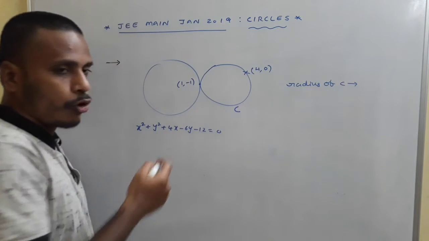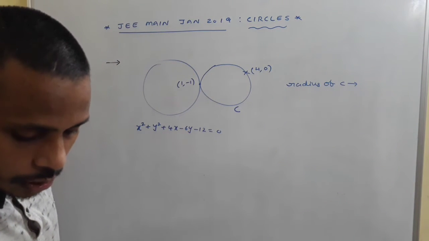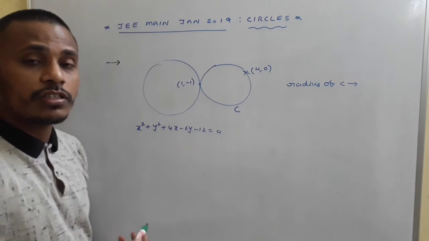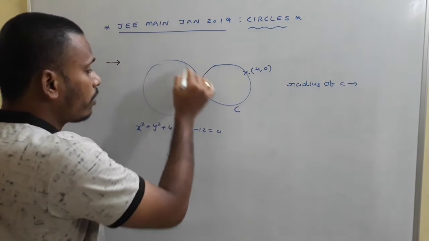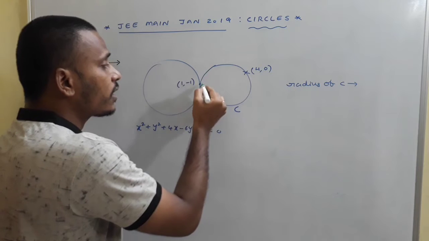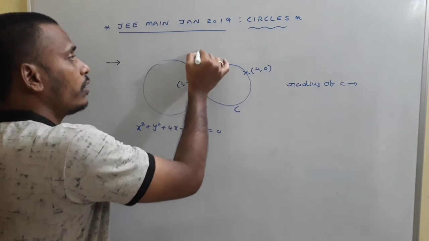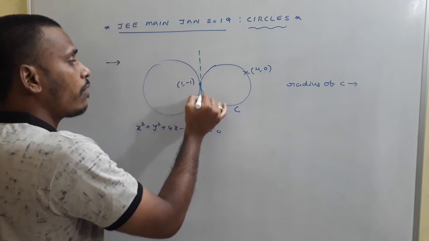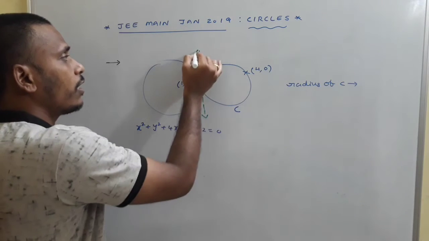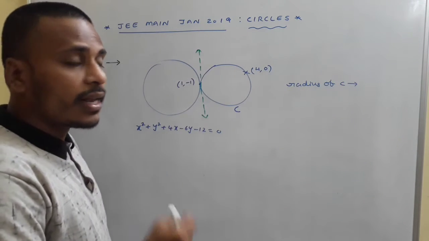We already discussed this kind of problem in the regular class, related to the system of circles. For example, first circle is touching the second circle at the point 1, minus 1. So at this point 1, minus 1, there is a tangent, and specifically a common tangent for these two circles.